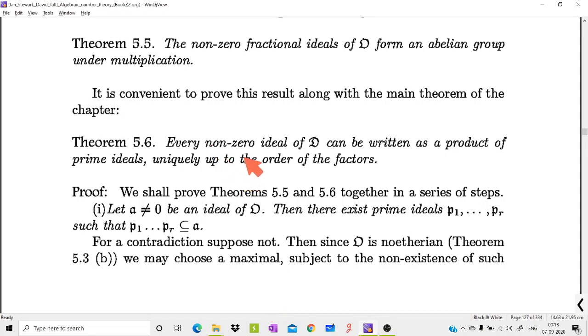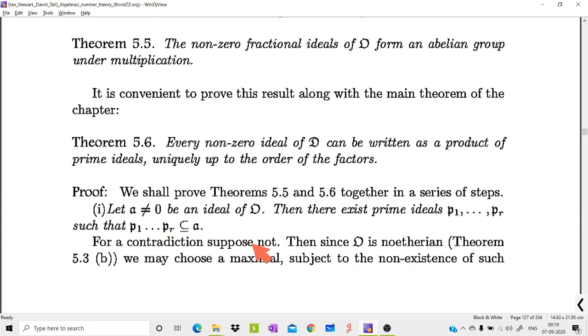Now we prove every non-zero ideal of O can be written as a product of prime ideals uniquely up to the order of the factors. We prove this theorem in 9 consecutive results. The first result we will prove: for any non-zero ideal A of O, there exist prime ideals P1, P2, etc., PR such that P1 P2 etc. PR is contained in A.